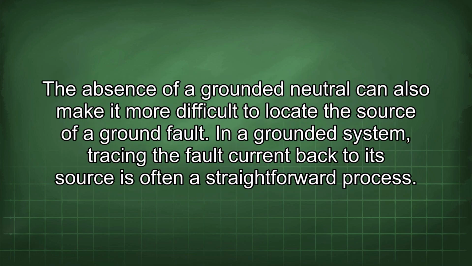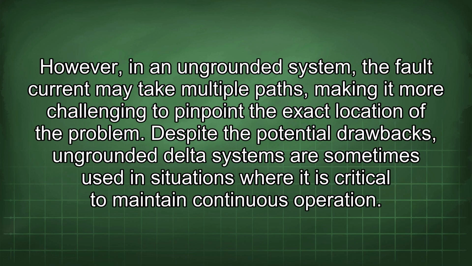The absence of a grounded neutral can also make it more difficult to locate the source of a ground fault. In a grounded system, tracing the fault current back to its source is often a straightforward process. However, in an ungrounded system, the fault current may take multiple paths, making it more challenging to pinpoint the exact location of the problem.